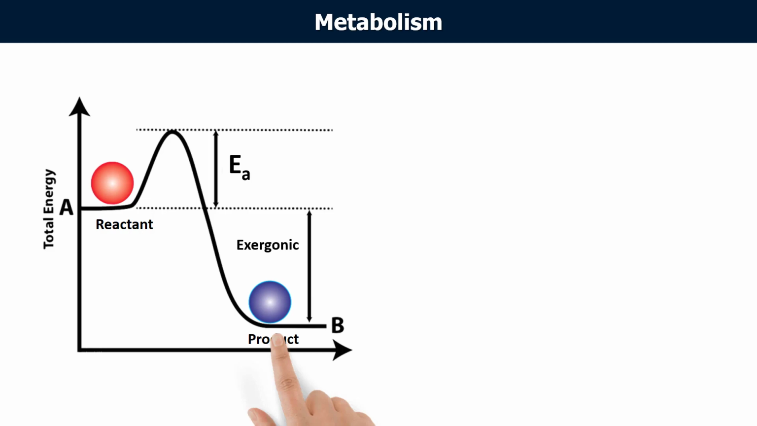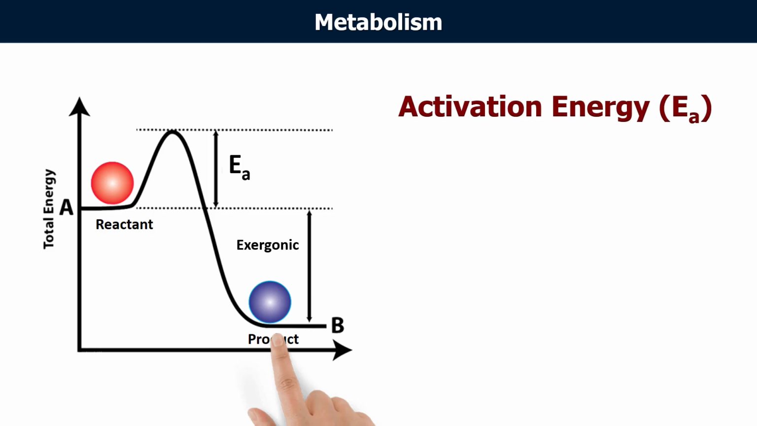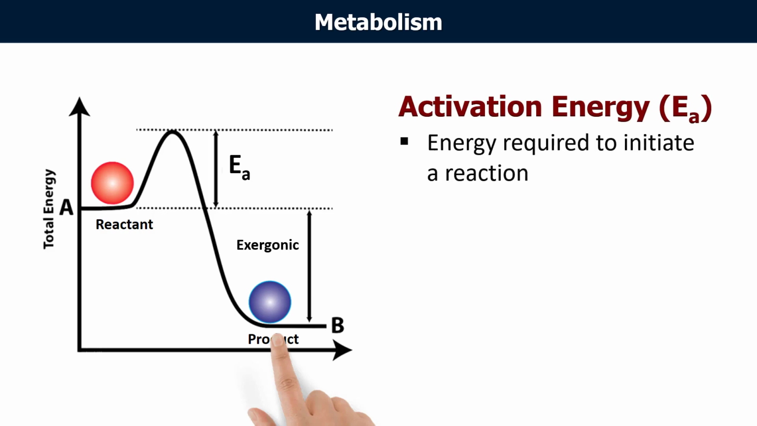But this little hill right there, this energy bump, E sub A, that is the activation energy. This is the energy that's required to initiate the reaction. So notice it's kind of like a roller coaster. We've got to invest some energy to get the reaction up to the top of the hill, and then we can ride the roller coaster back down and more. So ultimately exergonic, but there is an investment of energy required up front, and that's the activation energy.